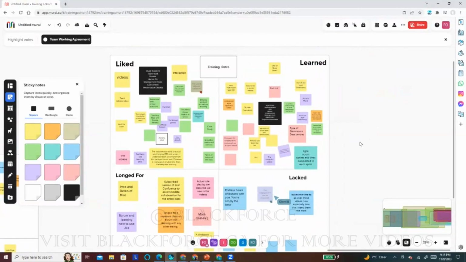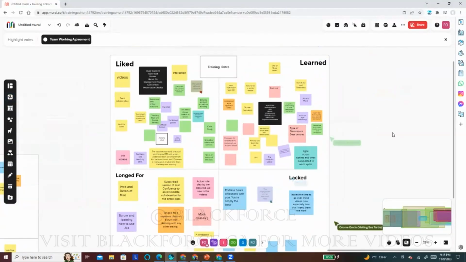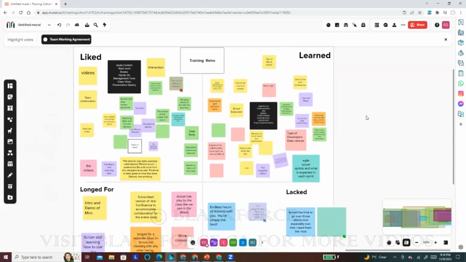Okay, so they say you have finished the sticky notes. Now it's time to generate insights. We're going to review what we've documented. Anything documented under things you've learned means we'll continue doing it. Anything we long for or that was lacking, we can look at what kind of action we can get from it. So we look at the liked.